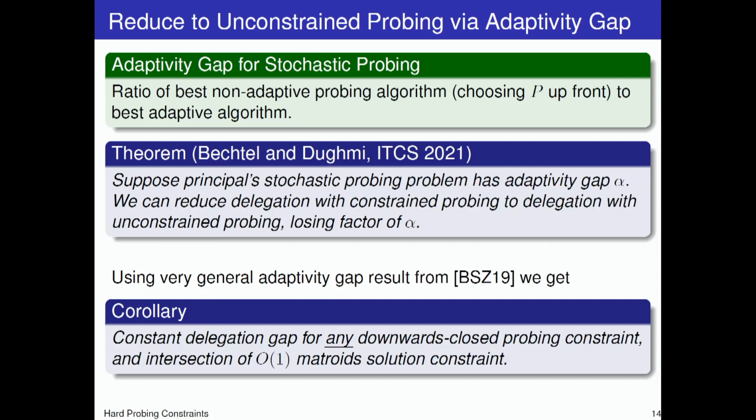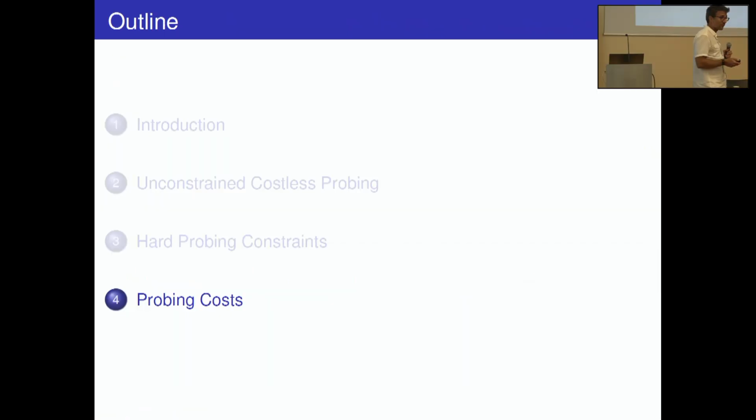So here's our corollary from that result. We have a constant delegation gap for any downwards closed probing constraint, and any solution constraint that's the intersection of a constant number of matroids. We don't know what happens for things like knapsacks yet, although we didn't think about it very hard. It's interesting to see how you can push this. I would bet you can push it for more variety of different things, but we didn't really try. Okay, so that's it for the hard probing constraints.